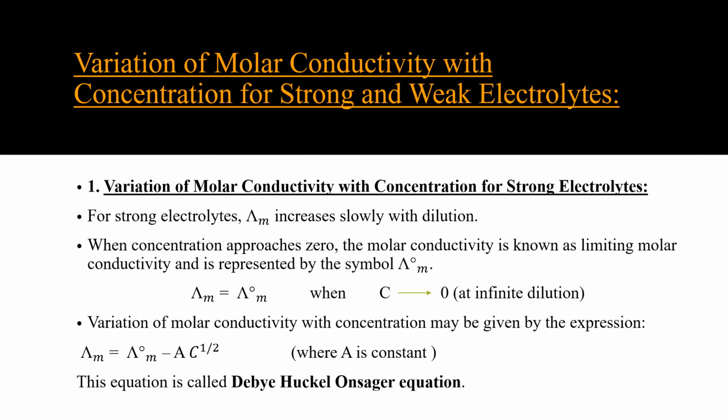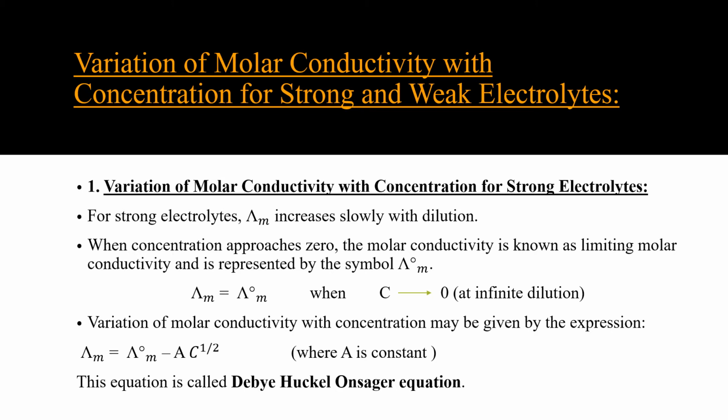Now here, we will discuss the variation of molar conductivity with concentration for strong electrolytes and for weak electrolytes. Conductivity for strong electrolyte and weak electrolyte is the same. Conductivity decreases on increasing the dilution. It is common for strong electrolytes as well as for weak electrolytes. But there is a variation in molar conductivity for strong electrolytes and weak electrolytes.